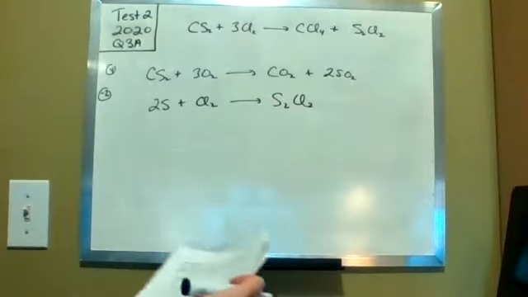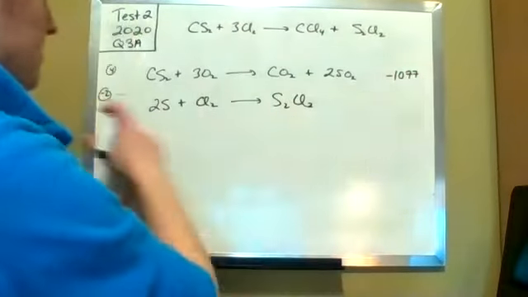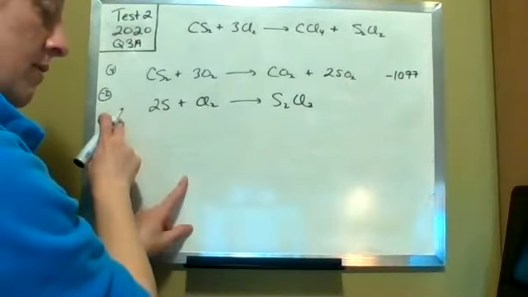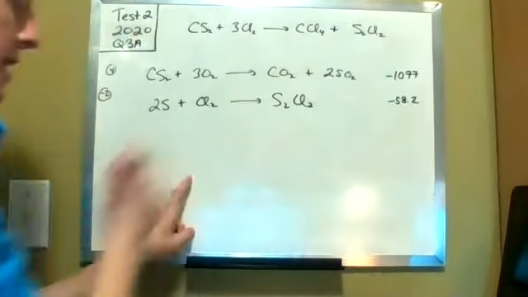And we can write the values down over here as well if you want. We have minus 1070. When we do the negative of this one here, we have to flip the sign. So we end up with minus 58.2.